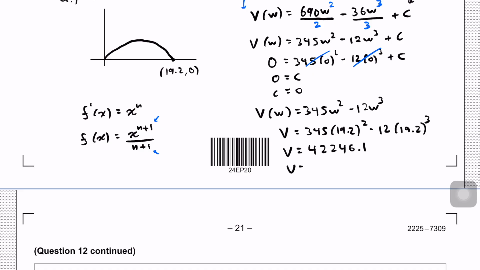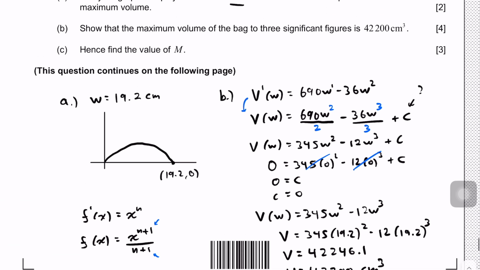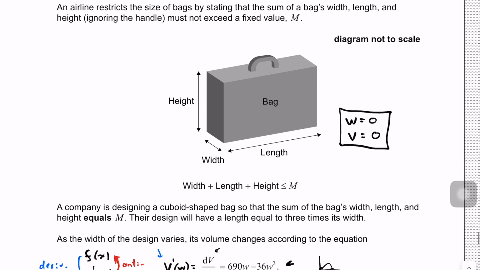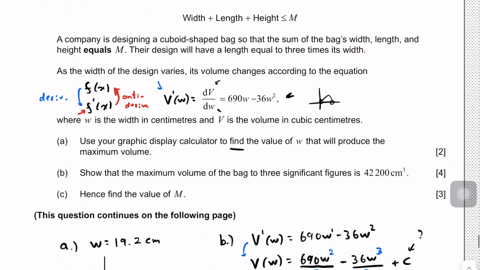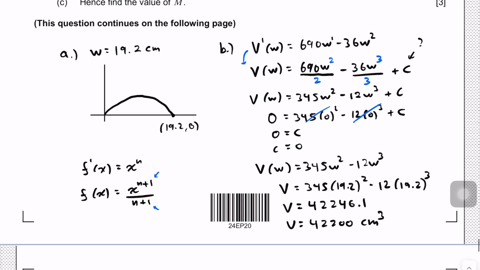42,246.1 or 42,200, and our units are cubic centimeters. Okay, nice question. I thought that's a good challenge, I think, in a number of ways. There it is. All right.